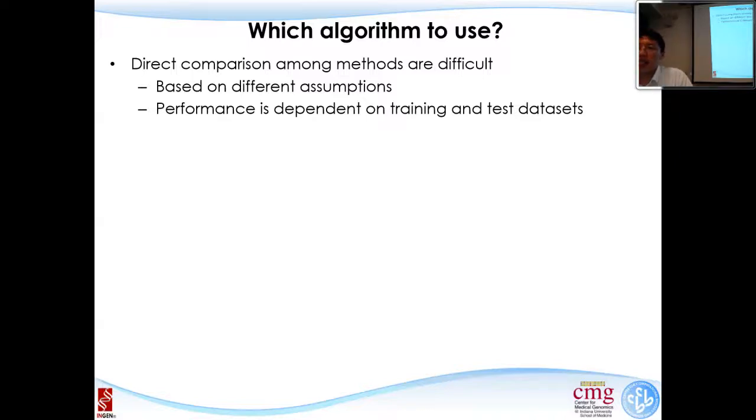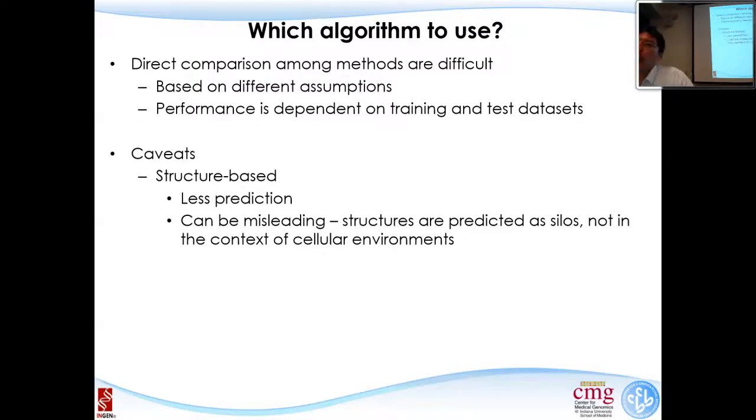The next question is, there are so many algorithms, so which one should we use? Actually, direct comparison among different methods is very difficult because they are all based on very different assumptions. The performance depends on your training data and the testing set. And if you publish a paper, there's always a way to show that your method works better than the others. So it's not necessarily completely fair.